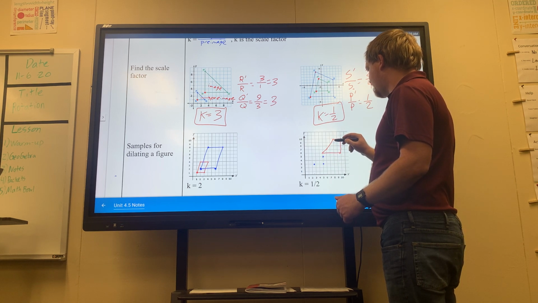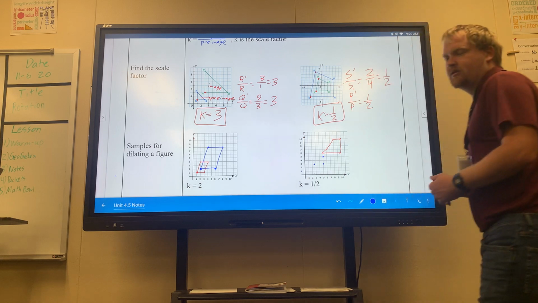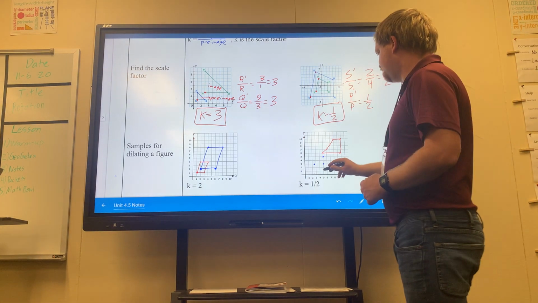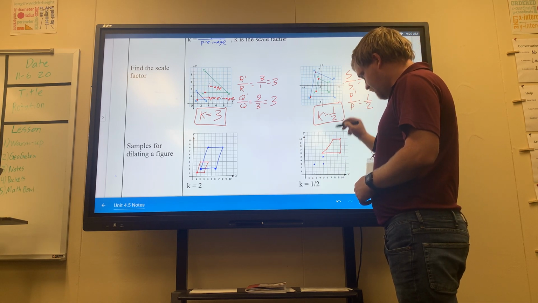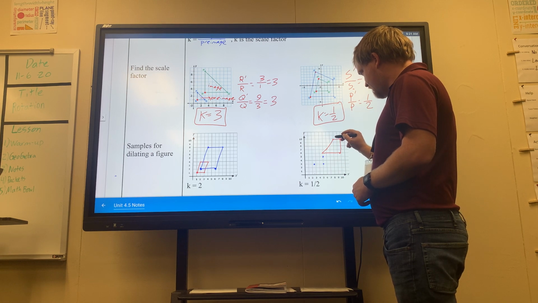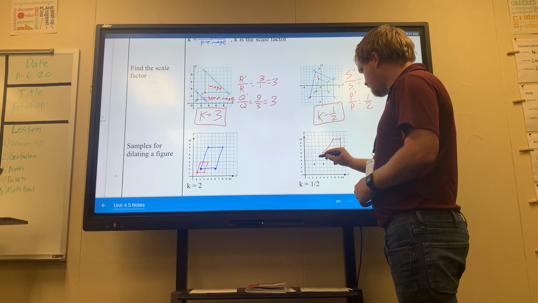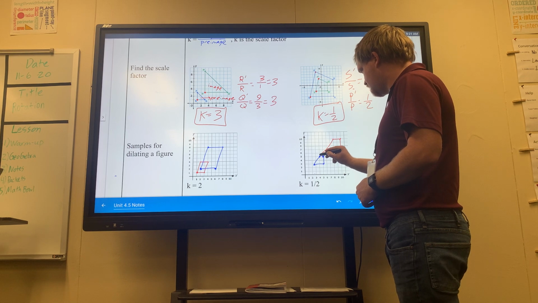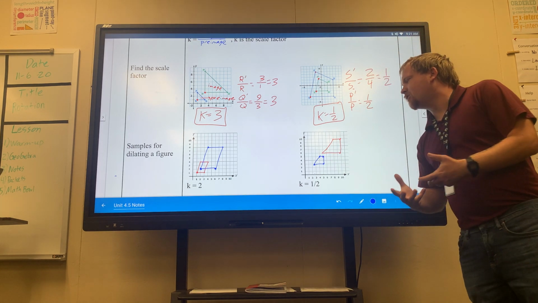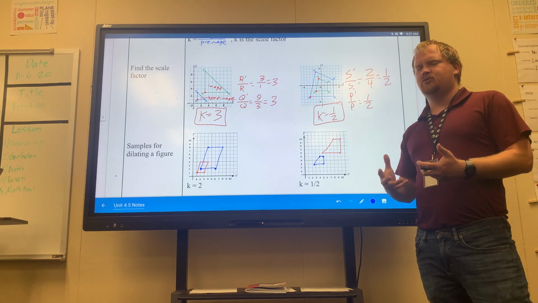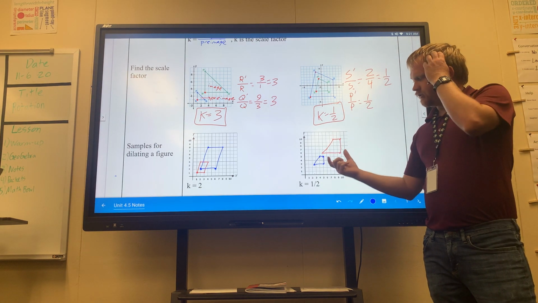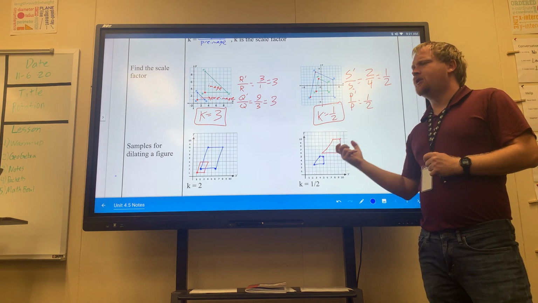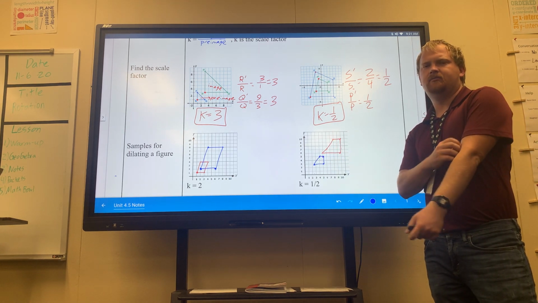And then I have 8, 10. 8 divided by 2 is 4, and 10 divided by 2 is 5. So that's what my figure will look like that is reduced by a half. So basically, all sides are half the length of this figure right here.